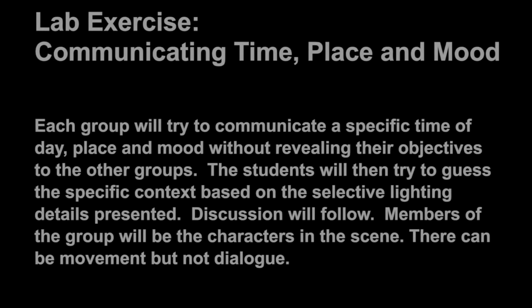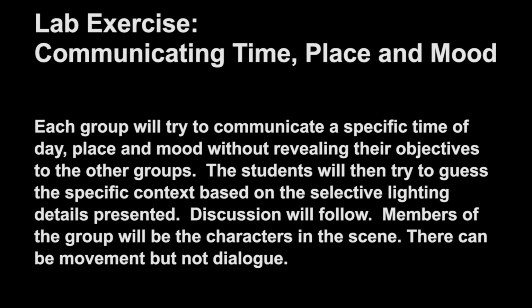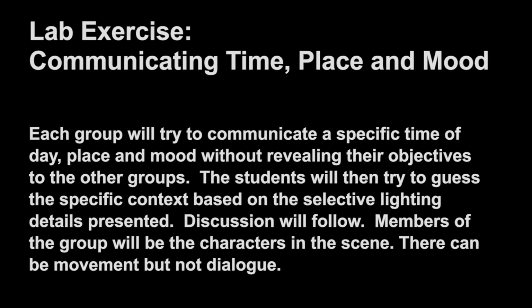Okay, so today we're going to do a lab exercise called Time, Place, and Mood. You're each going to be divided into 4 groups. Each group is going to have a specific time, place, and mood that you need to convey through lighting details. So talk quietly so that the other groups don't know what your scene is, and then at the end, we will look at each scene one by one, and depending on how you've selected the lighting details, we, the audience, should be able to guess what the time of day is, what the scene is, and what the mood is.